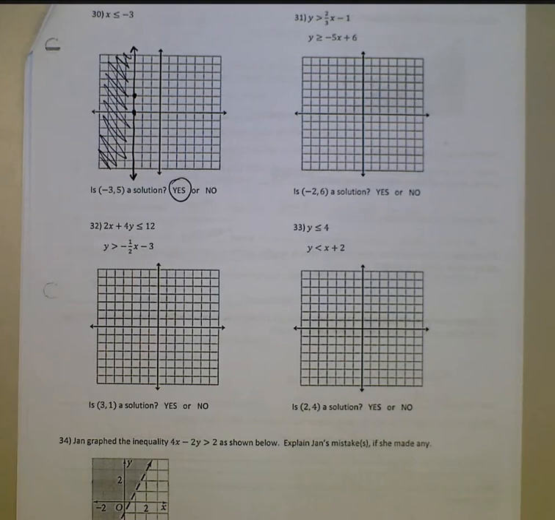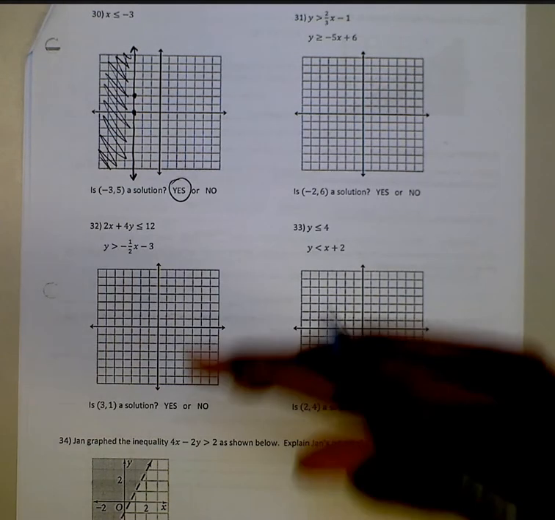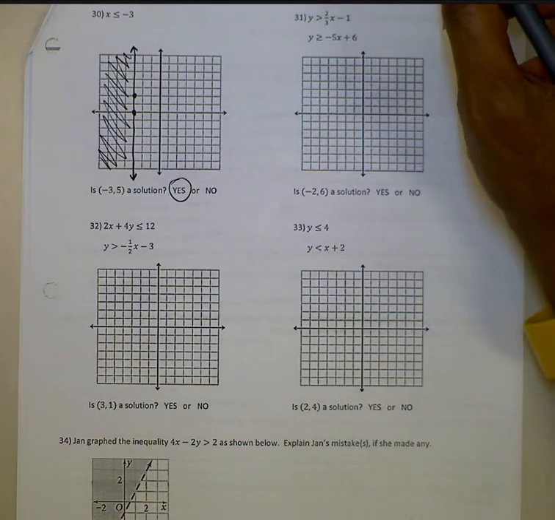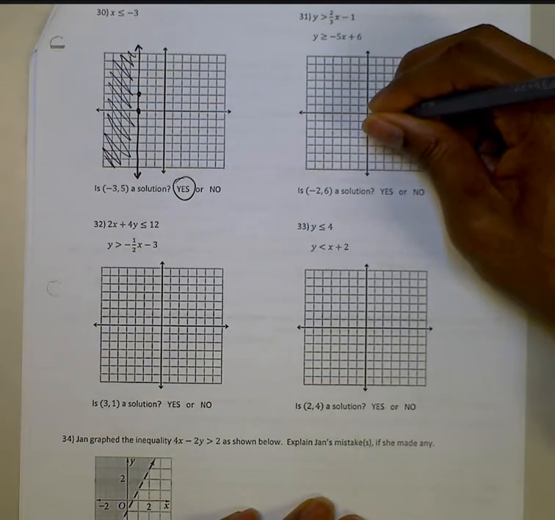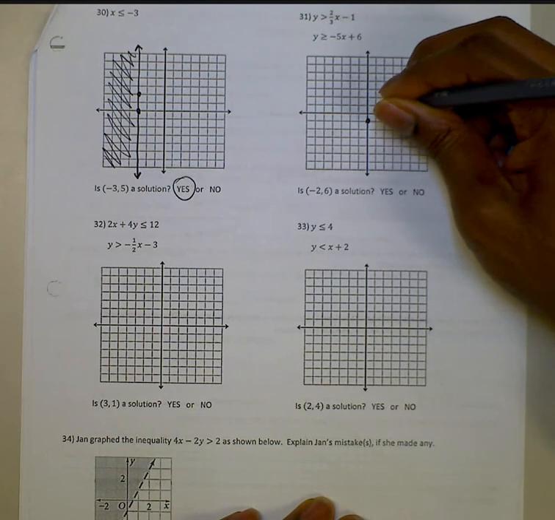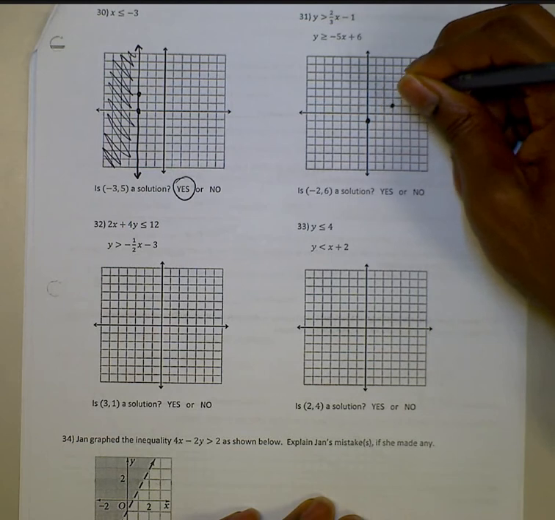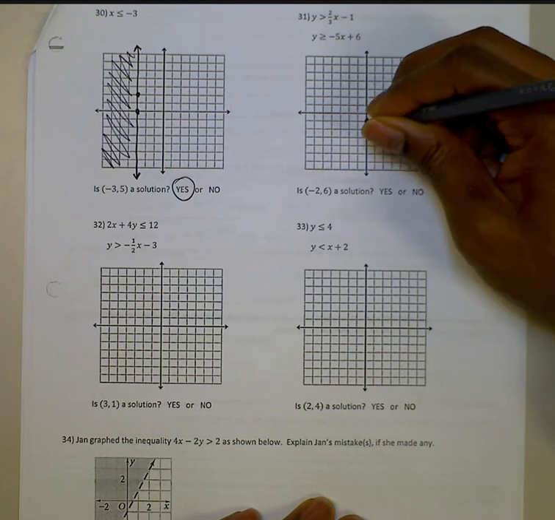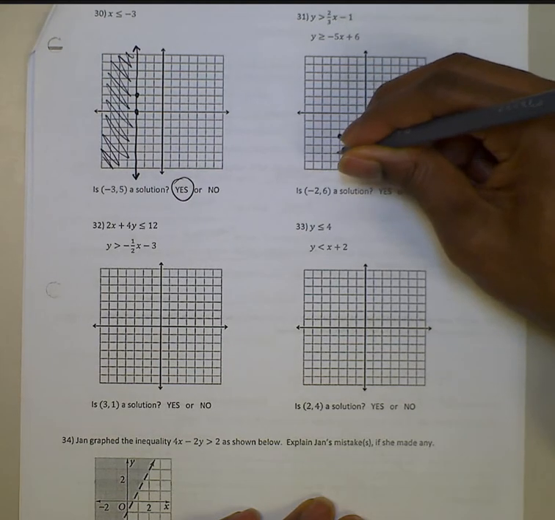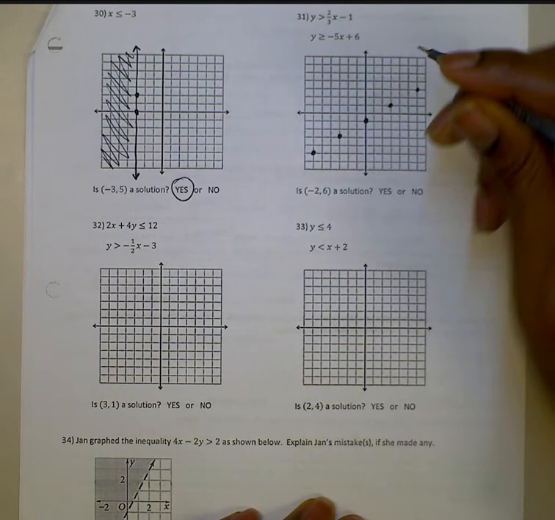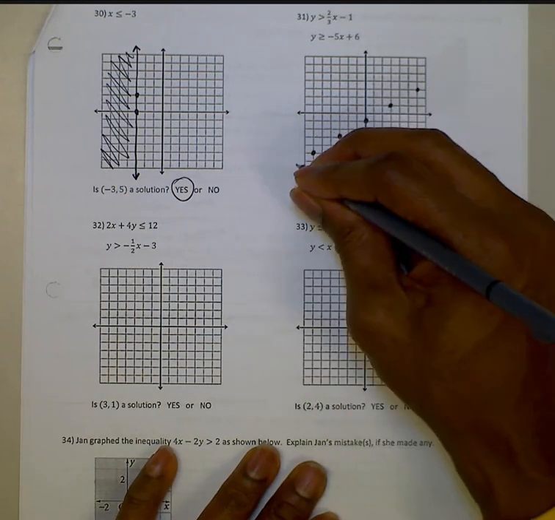Alright, number 31, graphing these two. Y is greater than 2/3 x minus 1. So minus 1 is where we start. 2/3 is our slope, up 2 over 1, 2, 3. Up 2 over 1, 2, 3. Down 2, left 1, 2, 3. It is a dotted line.